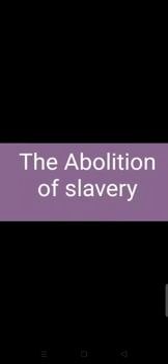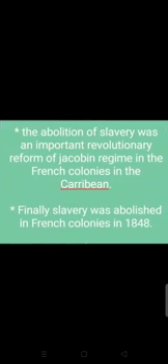The abolition of slavery. One of the most revolutionary social reforms of the Jacobin regime was the abolition of slavery in the French colonies. The slave trade began in the 17th century. The colonies in the Caribbean, Martinique, Guadeloupe, and San Domingo were important suppliers of commodities such as tobacco, indigo, sugar, and coffee.